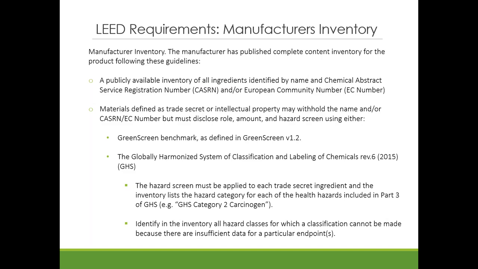And for materials that are proprietary or deemed as trade secret or intellectual property, then manufacturers are required to disclose the role, the amount, and the hazard screen using either GreenScreen or the GHS, Globally Harmonized System for Classification and Labeling of Chemicals. And this is an area where we have done some certification work for manufacturers' inventory. BASF is a company that has gone forward with this. And what we did is we actually certified their chemical management system, how they handle and screen all the materials that they produce.